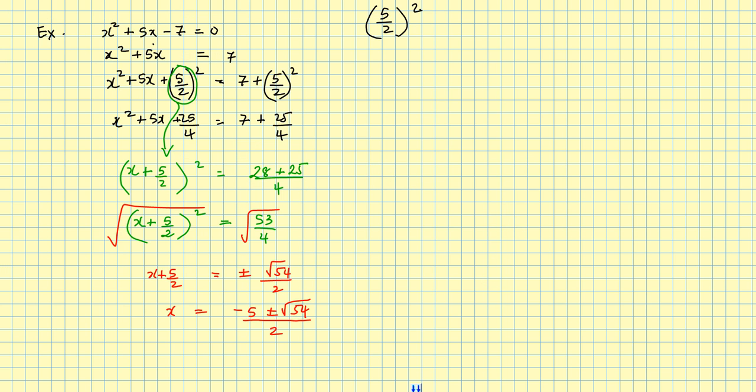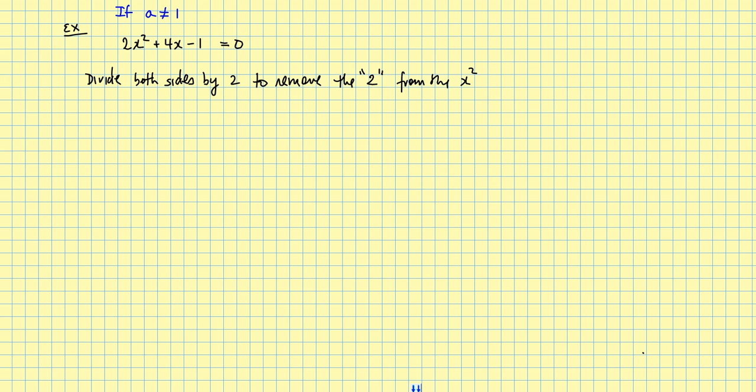The only other question that I'd like to go over is a question whereby our value of a is not equal to 1. So all of the questions we've done so far have had the value of a equaling 1. The only thing that changes in the problems with a not equaling 1 is that you're going to divide both sides by whatever the value of a is to remove the value of a from the x squared. So given the problem that you see in front of you now, 2x squared plus 4x minus 1, I would divide both sides by 2, because 2 is in front of the x squared.